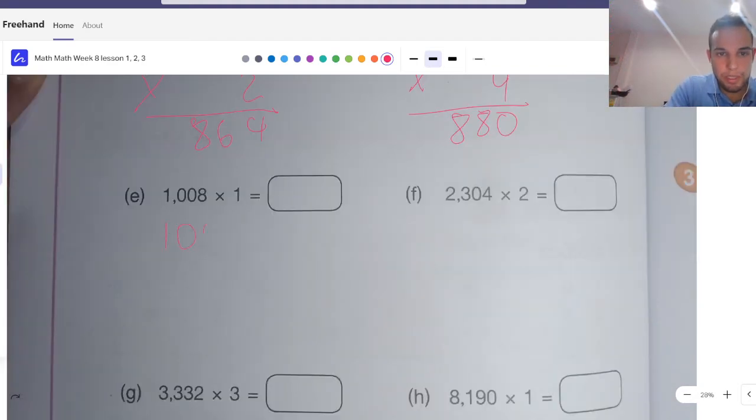Next is E. 1008 times 1. Ooh, this one's really easy. I hope you can do it really fast. 1 times 8 is 8. 1 times 0, 0. 1 times 0, 0. And 1 times 1 is 1. So our answer is 1008. It's the same as before.